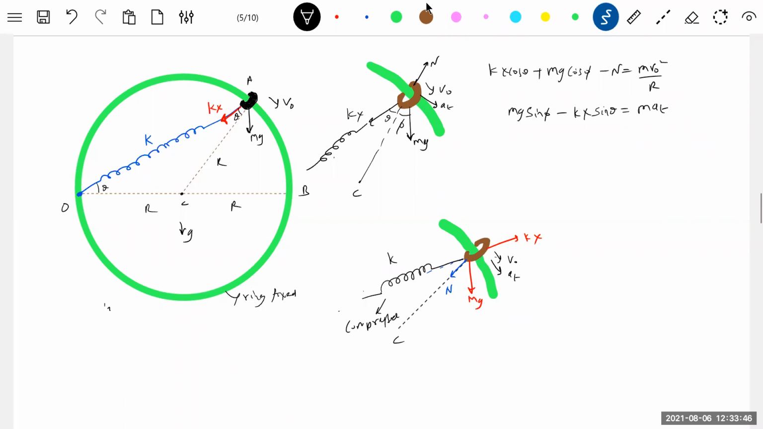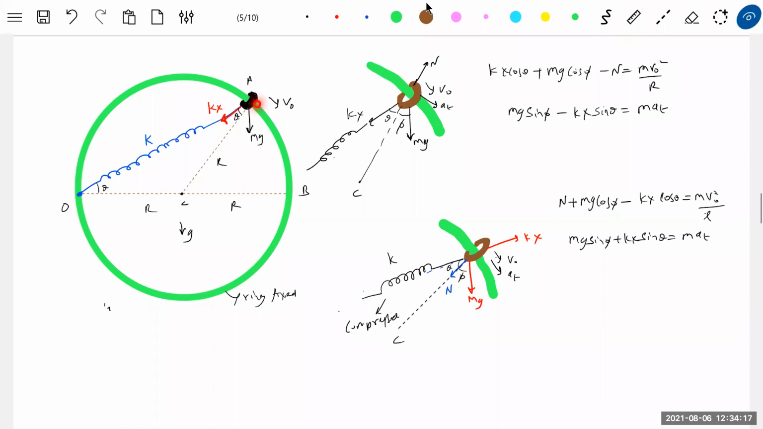What are the equations of motion we can write here again? Okay, this is as usual theta, phi. Okay, how will the equations of motion be? We will provide now N plus mg cos phi minus kx cos theta equal to m v naught square by L. What about the tangential acceleration? Mg sin phi plus kx sin theta equal to m a_t.